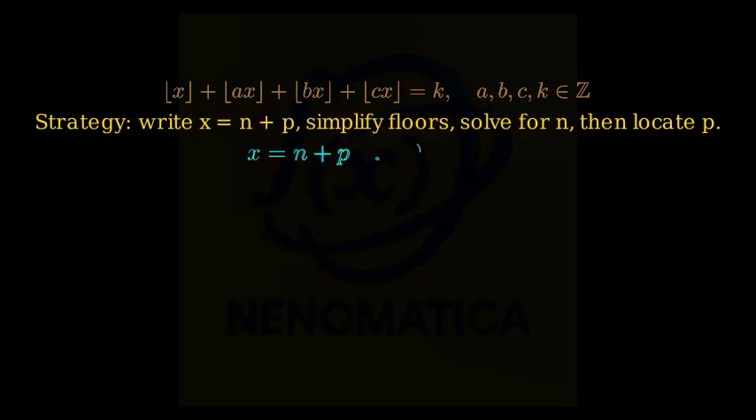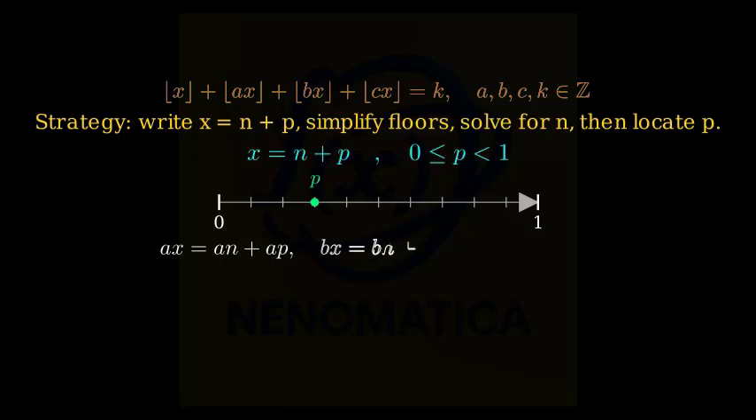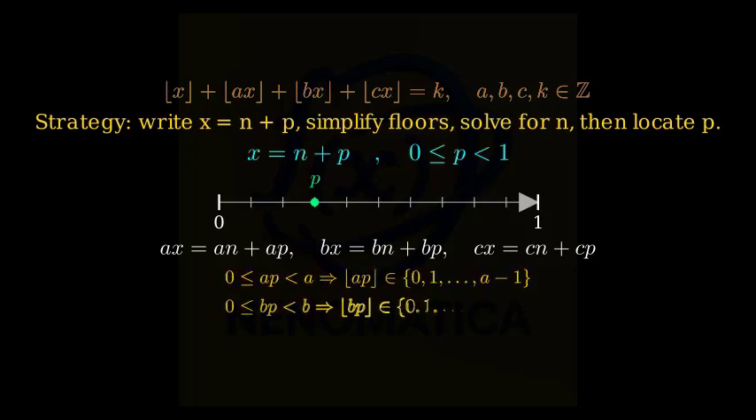Step 1. Write x as n plus p, where n is the integer part and p is the fractional part with p between 0 inclusive and 1 exclusive. Visually, p lives on the unit interval from 0 to 1. Step 2. Expand each multiple of x. Ax equals an plus ap, bx equals bn plus bp, cx equals cn plus cp. Because p is between 0 and 1, ap ranges from 0 to a, so the floor of ap can be any integer from 0 up to a minus 1. The same goes for bp and cp.